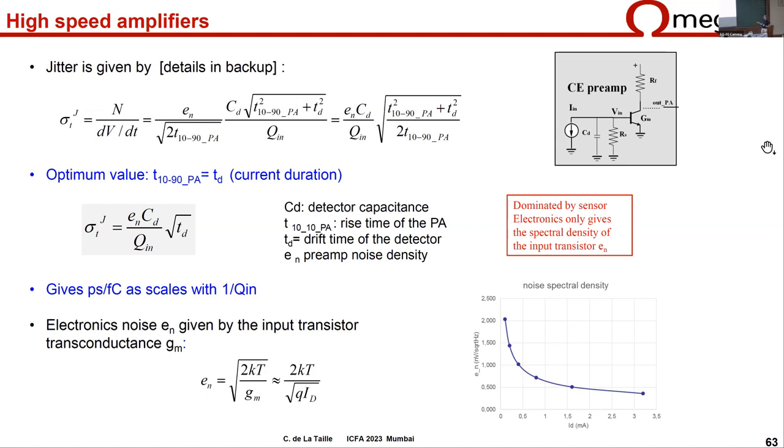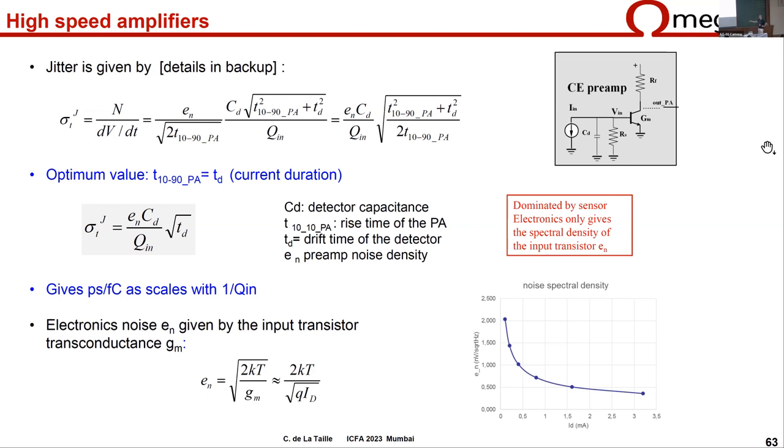And so if you match the preamp speed to the current duration, then your jitter is given by this simple formula: preamp noise, sensor capacitance, the amount of charge that you get, and then the current duration, only by the square root. In this equation, there are three terms which come from the sensor, and there is one which comes from the electronics guys.